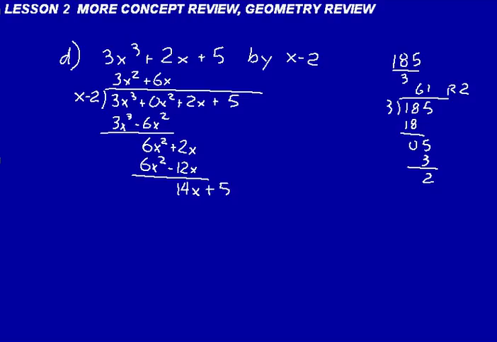and then bring down the 5. We want to get rid of that 14x now, so we could just multiply by 14, put that into our quotient. 14 times x is 14x.